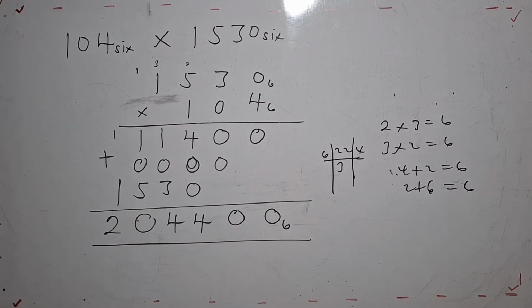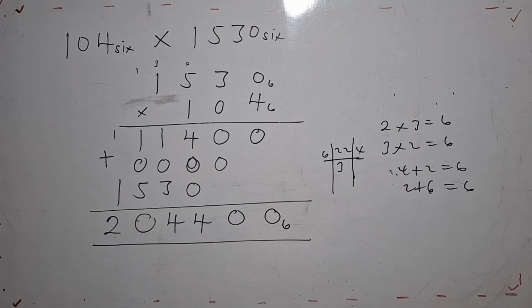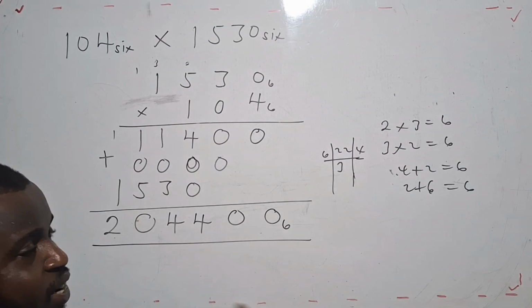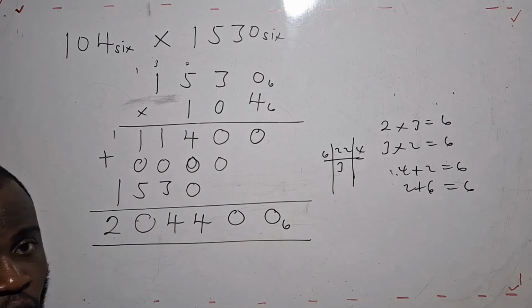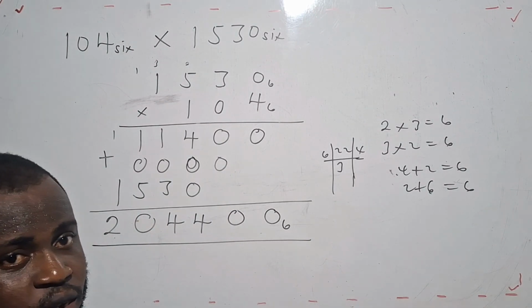So 104 base 6 times 1530 base 6 gives me 204400 base 6. If you know how to multiply numbers using the vertical method, and if you understand the concept of number base, you should be able to multiply this. And it is only simplified on this channel. So when I write the next question, you can pause the video, solve it, wait for my solution and compare your answers. We are quickly going to take the next question.